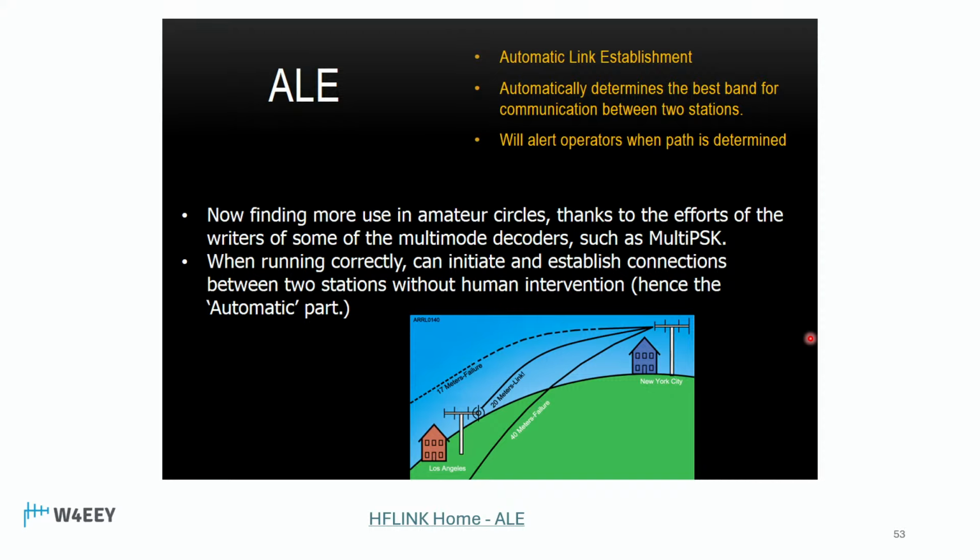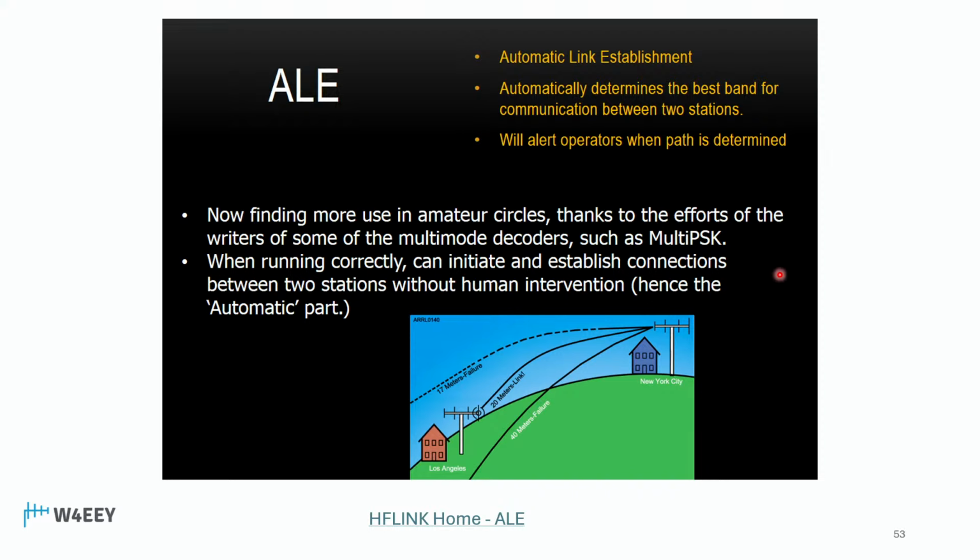Then a new subject here, automatic link establishment. There was a pool question on ALE, and I really didn't understand what it was back when we were first putting this material together, so I did a little bit of research and came up with some nice pictures here. It automatically determines the best band for communication between two stations. So if this is me in South Carolina, and this is you in California, what band would be the best for us to try to communicate on? Well, ALE is an automated system that will alert an operator when a path is found.